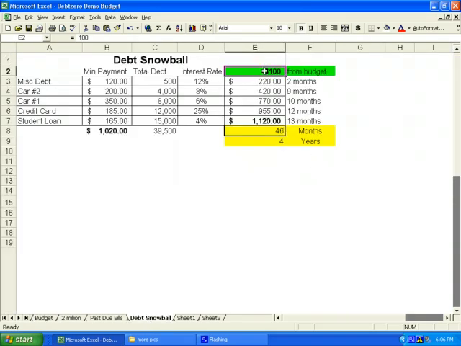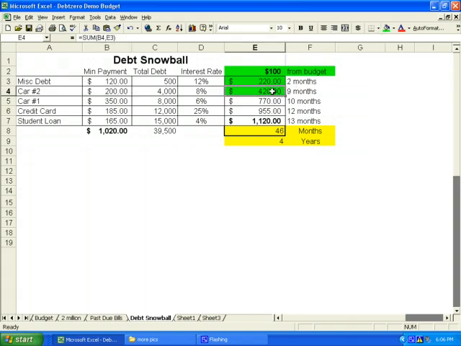You've learned this in the Rags to Riches series, but we'll review it. We have $100 from our budget. We add that to the $120 we're paying on our miscellaneous debt here, and we now have $220 that we're applying toward the debt. That means with the total debt load of $500, we're going to pay this debt in about 2 months' time. After that's paid off, we're going to take that $220, add it to our $200 car payment.